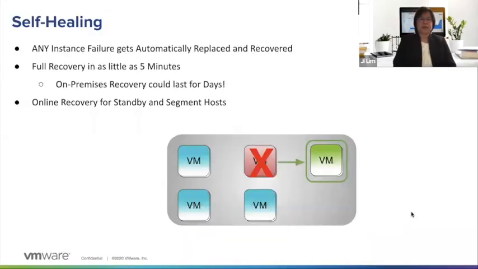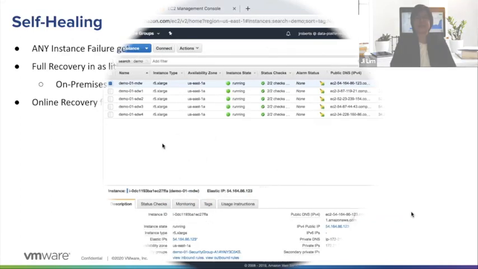As mentioned, Greenplum builds in self-healing capabilities. So any instance that fails is automatically replaced and recovered very, very quickly. Let's take a look at this in action.